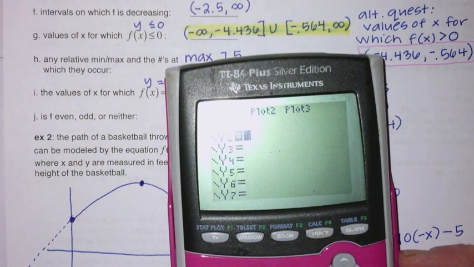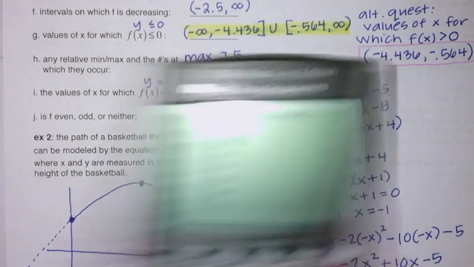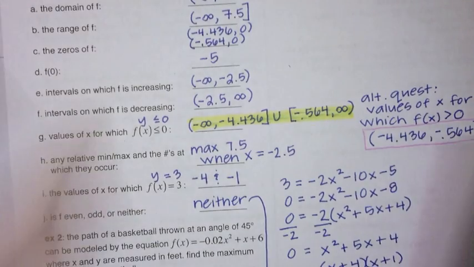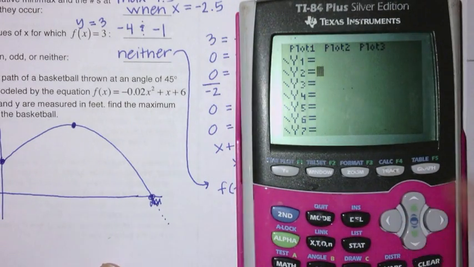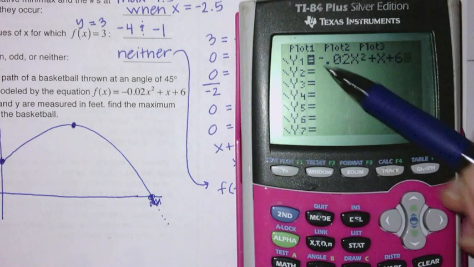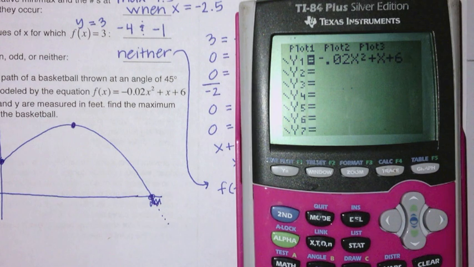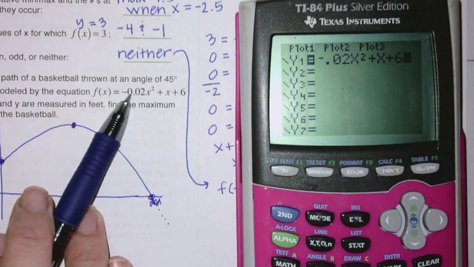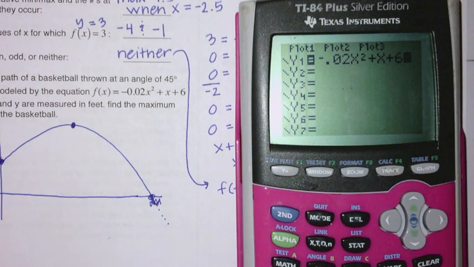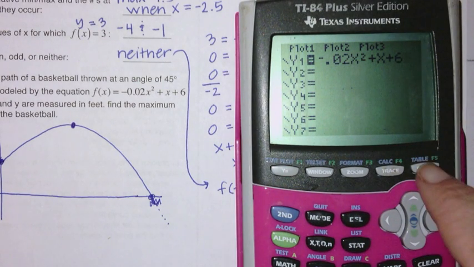So I'm going to clear out the two functions that I already had in there, and then type in the equation that I see right there. So we have negative, don't forget that negative button, 0.02 x squared plus x plus 6. Notice I didn't type negative 0.02 because your calculator knows it's the same thing. But always be watching for that, because sometimes students will put 0.002 and you're going to have a completely different graph. So go ahead and hit graph.